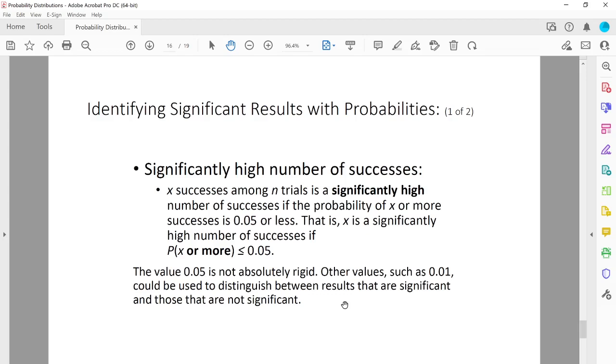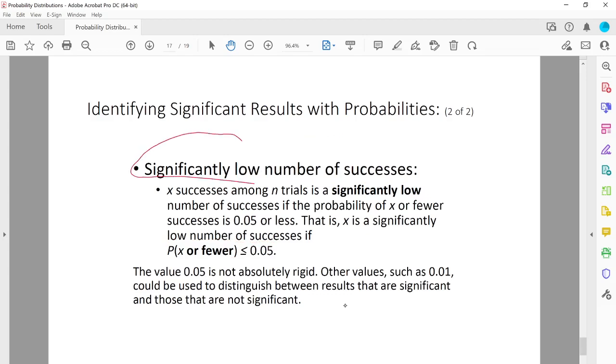Okay, so if you are playing with some random variable, if the probability of getting x or more is less than 5%, or less than 0.05, that is a significantly high number of successes. If the probability of getting x or fewer is less than 0.05, that is a significantly low number of successes. So whenever we try to find this, we can always use this information.